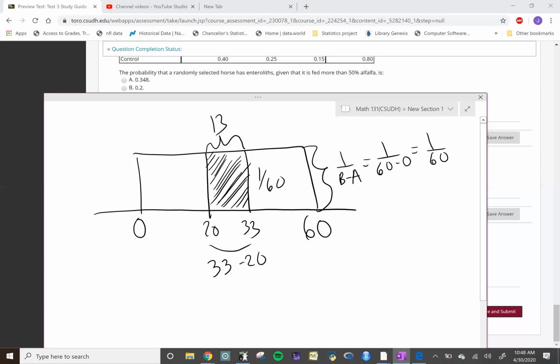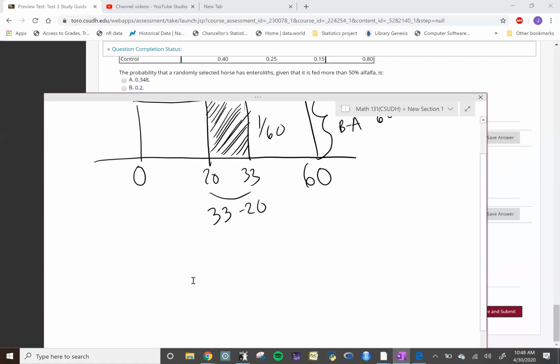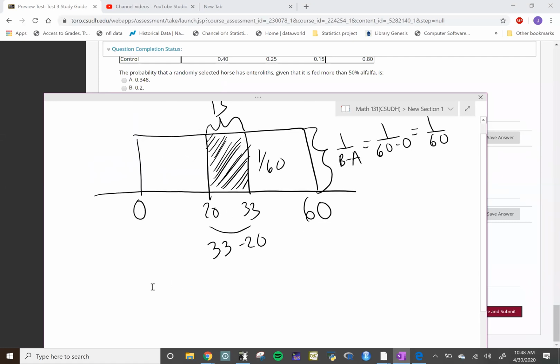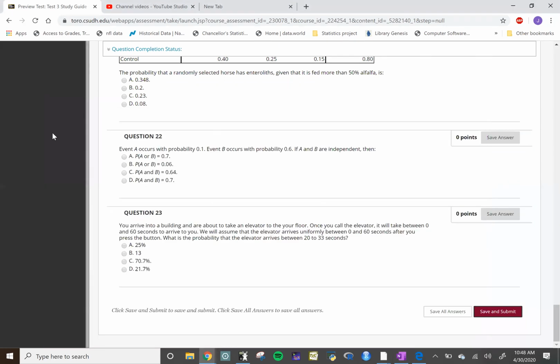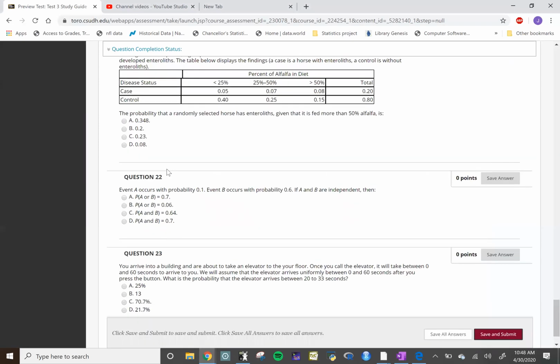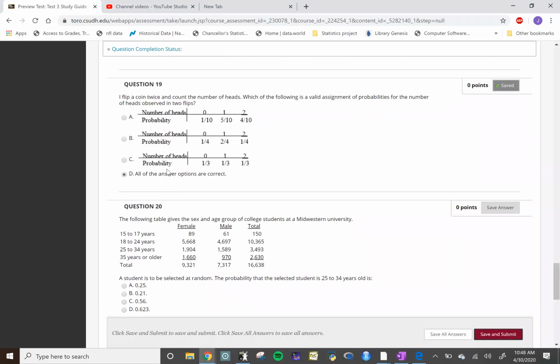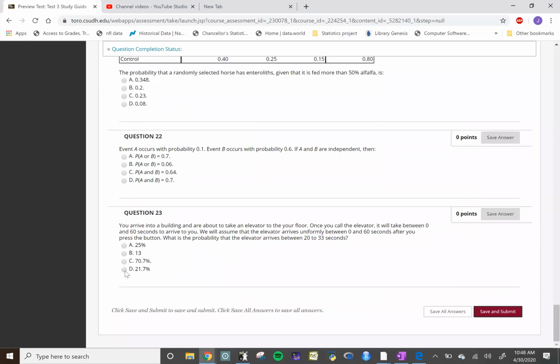Since we know the base is 13 and the height is 1 divided by 60, to find the area we just multiply them out. So we'll say 13 multiplied by 1 divided by 60, and you get 0.2167. So you get 21.7%. And we're done for 23. Any question for 23?